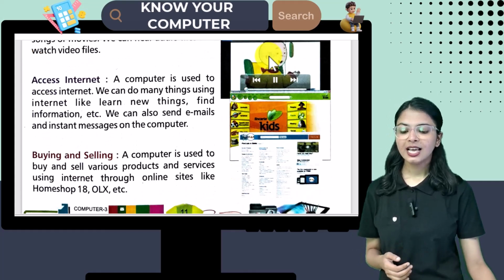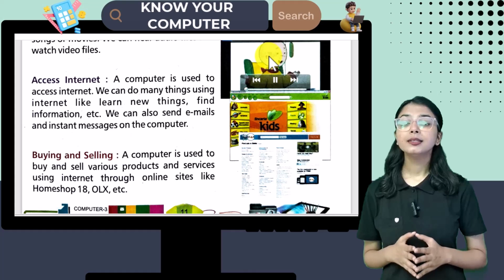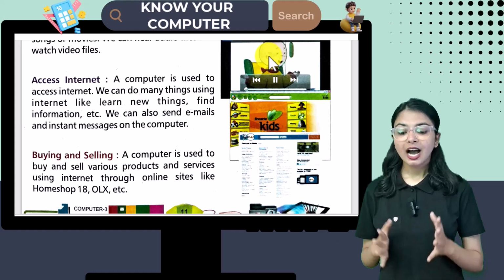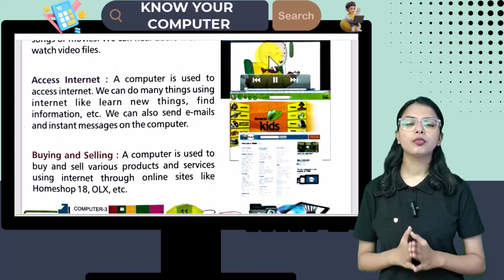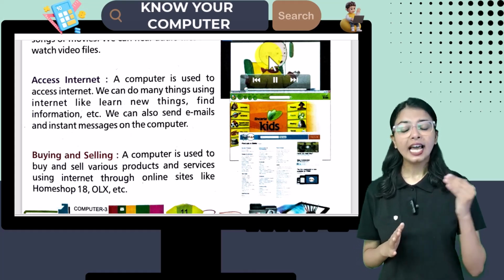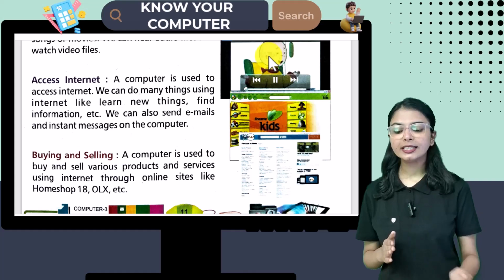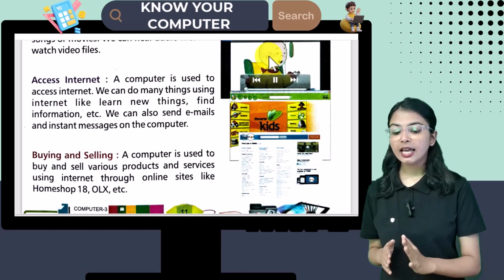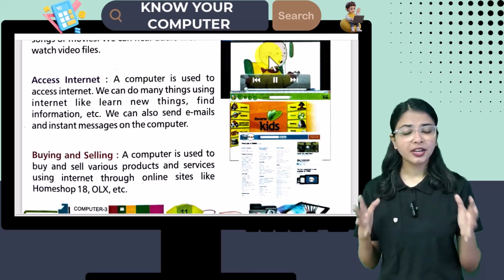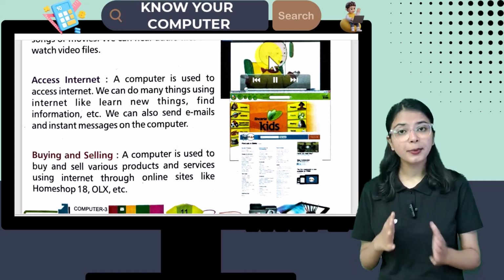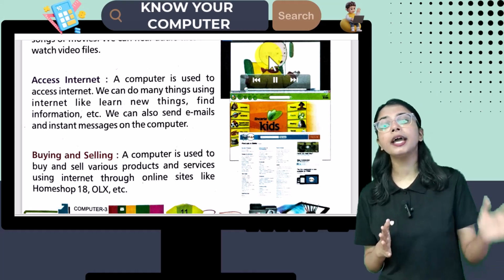Okay, students. Now next important use is access internet. A computer is used to access internet. Okay, with the help of computer we can access internet, and we can do many things using the internet, like learning new things, finding information. So internet is a very useful thing, and internet can be accessed only by computer.